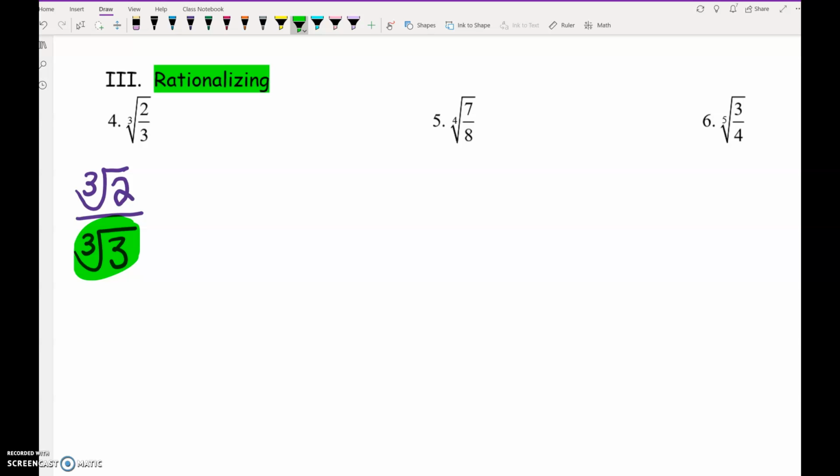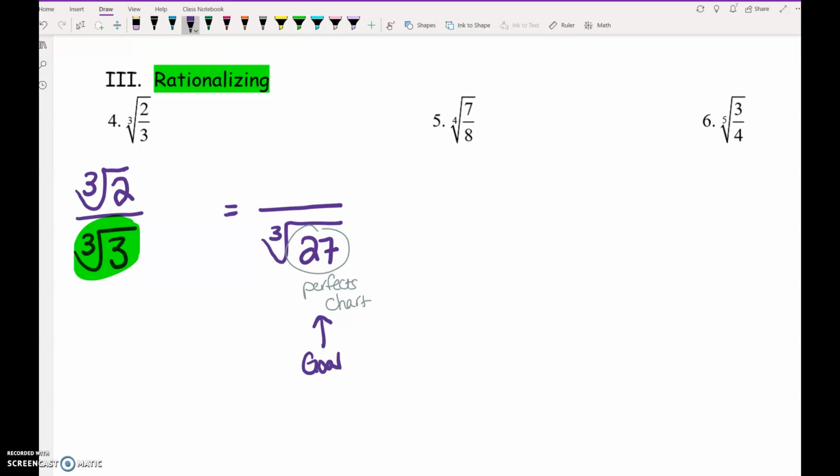The only way to make the radical go away is if we had the third root of something in the thirds column. So what I want to accomplish is I want this thing to be the third root of something that is on the perfects chart. So look in your thirds column. Can you see any numbers in that column that we could maybe turn 3 into? 27. So that is going to be our goal. Our goal is to get the 3 to turn into a 27.